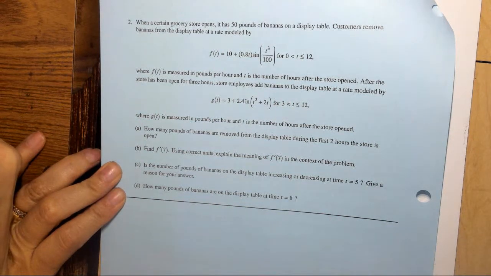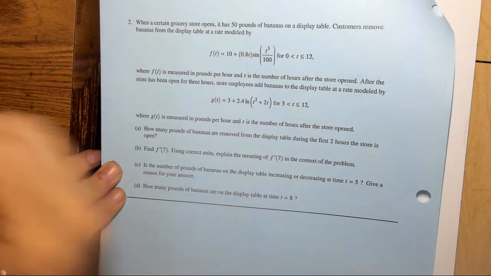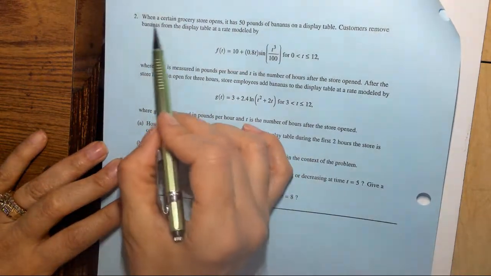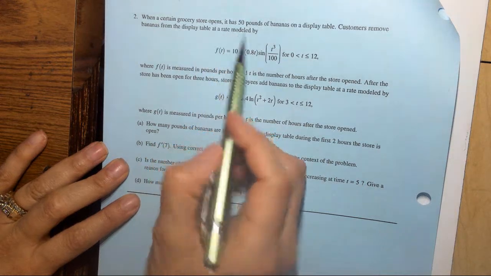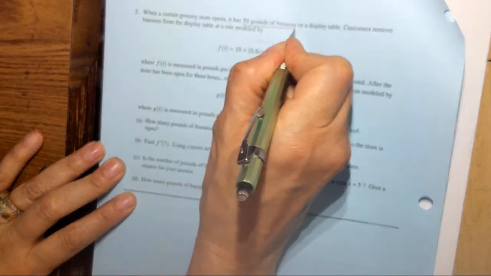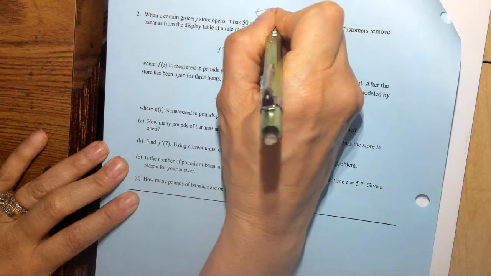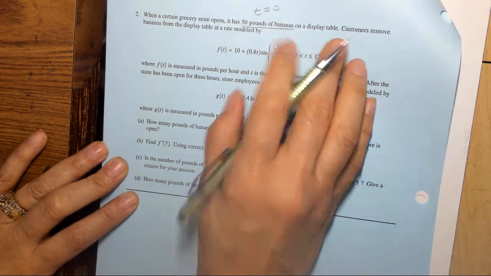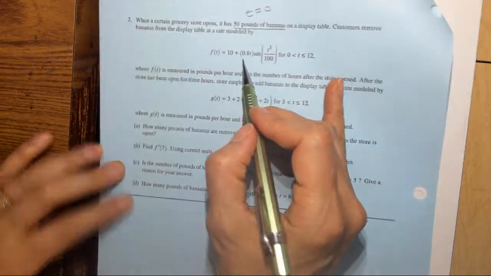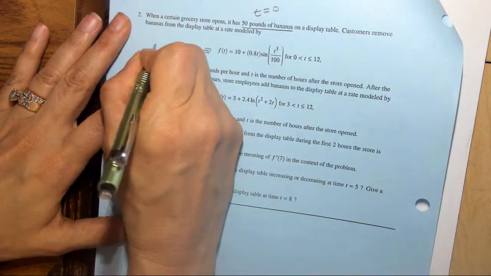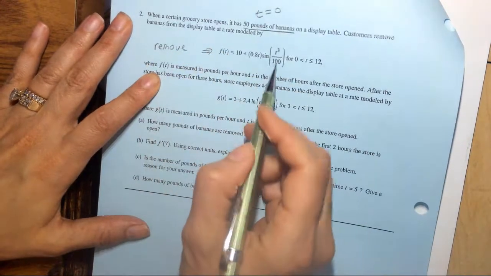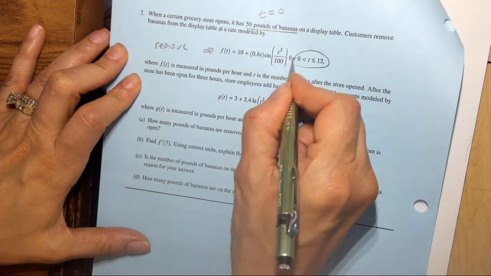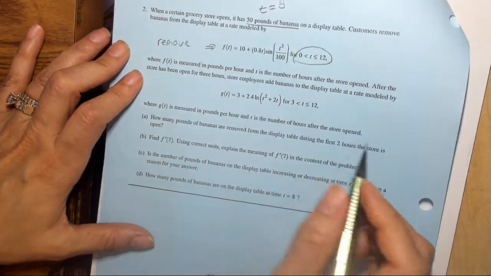So here's question number 2 from the No Calculator section of the 2017 AP Free Response. When a certain grocery store opens, it has 50 pounds of bananas. So it starts off at t = 0 with 50 pounds of bananas on a display table. Customers remove bananas. So this is my remove bananas function. And notice it goes from 0 to 12 hours.